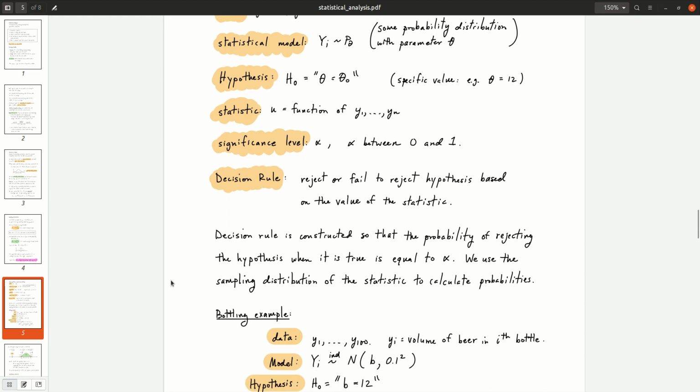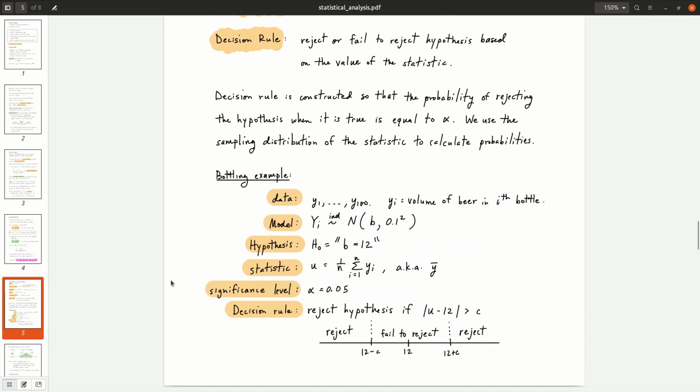Now, if that's all a little bit too abstract, let's put this to work on this bottling example. Here we're going to collect 100 samples, Y1 up to Y100, where Yi is the volume of beer in the ith bottle. Our model is that the Yi's are independent with mean B, which is our unknown parameter, and variance 0.1 squared. It's a little strange that I would tell you that I know the variance but not the mean. In practice, we're not going to do this, but this makes the calculation easier for this simple example.